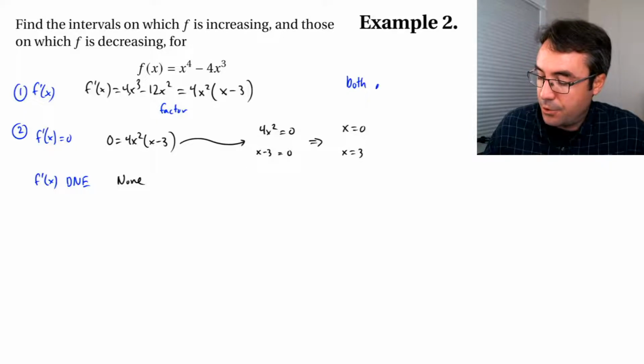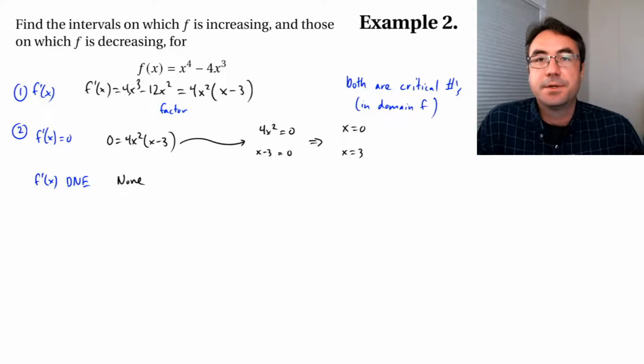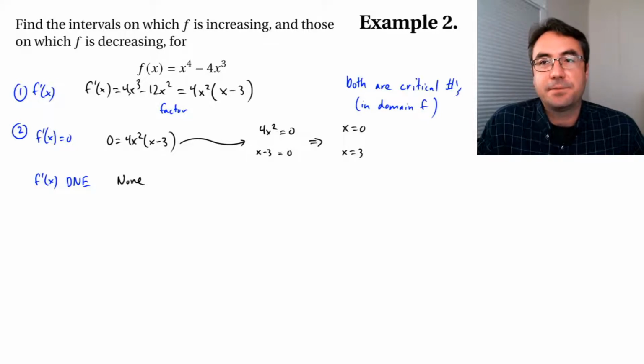Our function is a polynomial. It's always defined. So both of these are critical numbers, and it's because they're in the domain of our function f. So when we do our sign chart, we're going to fill in the dots there.